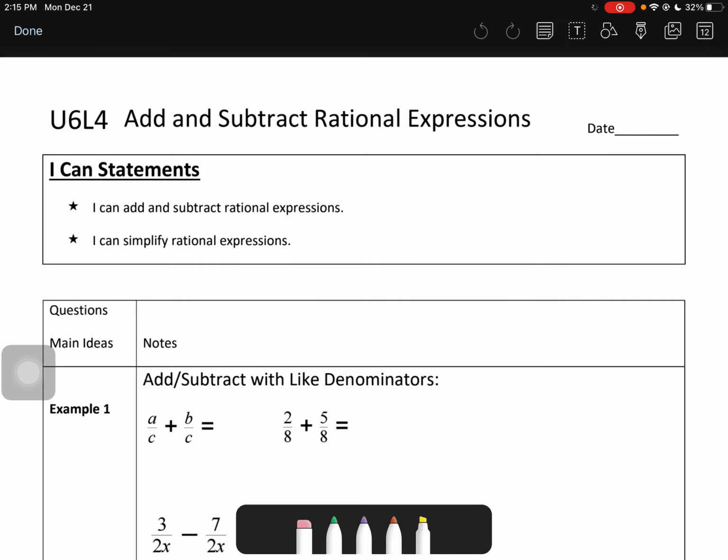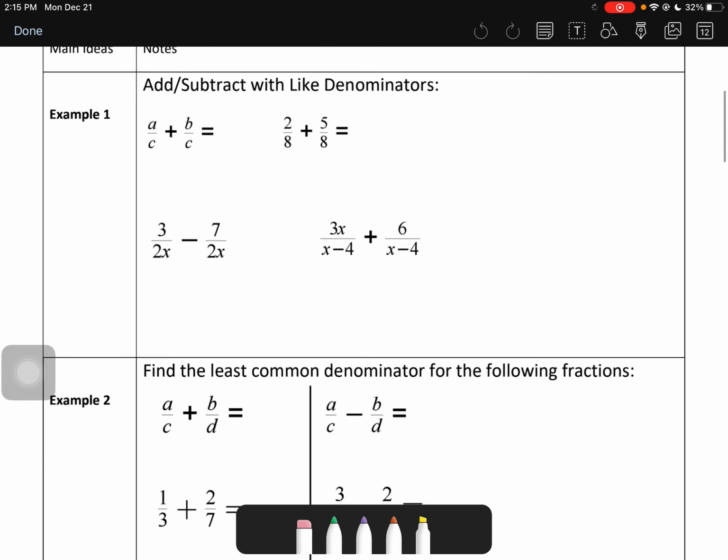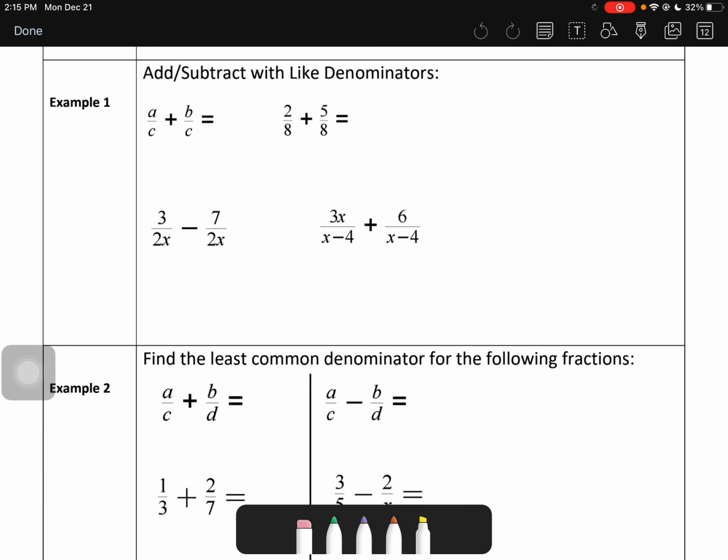In this lesson, we are going to be adding and subtracting rational expressions. So, the first thing we always have to remember when we're adding or subtracting fractions is that the denominator has to be the same, because the size of the piece must be the same in order for us to add them.